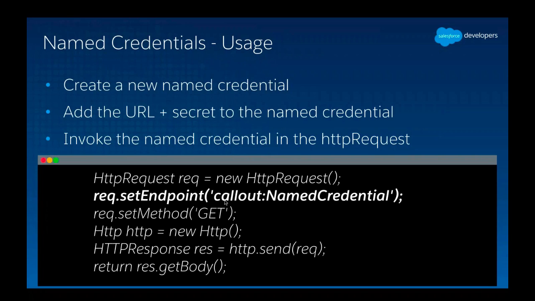And you're going to invoke that named credential in an HTTP request. So here is a small code snippet. What we are doing here is we are going to create a new HTTP request and we are going to set the endpoint, and we are going to call out with the name of that named credential. Here, the name of the named credential is NamedCredential. And that particular named credential will have your secret as well as the URL. So once you form your HTTP request and once you make a request, the callout will be made to that particular URL with the secret that you have mentioned in the named credential.